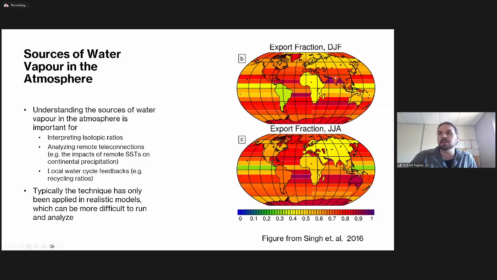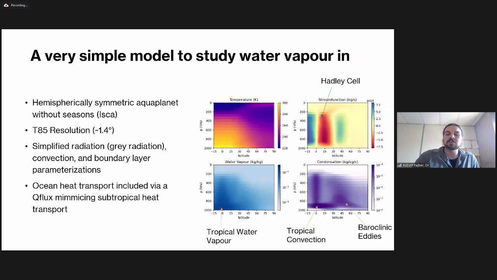And there are some areas where the export fraction is really large, where all the water vapor is being ejected somewhere else. People have been using this technique called water tagging to study the way water flows through the atmosphere for a long time. But it's usually only been applied in realistic models, which can make it difficult to do experiments with and understand. So what I've done is take the water tags and put them into the simplest model possible to study water vapor in.